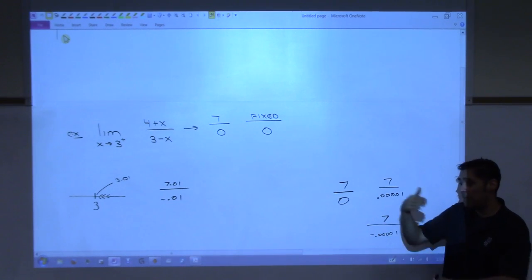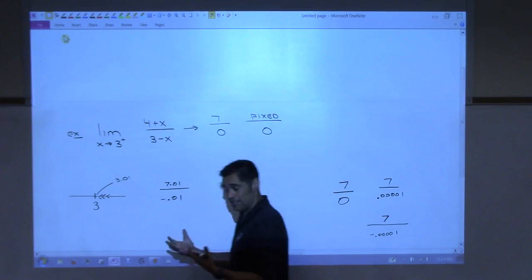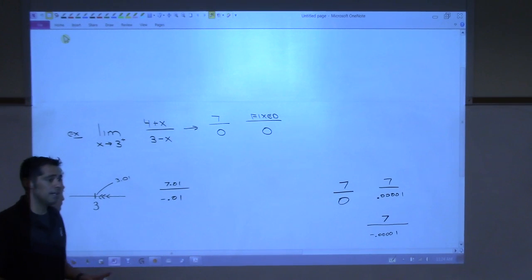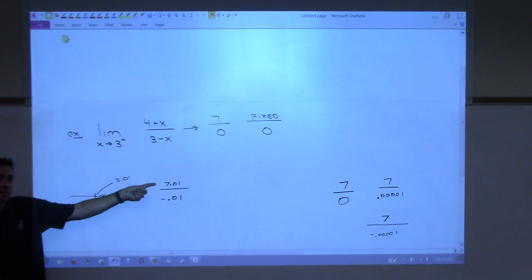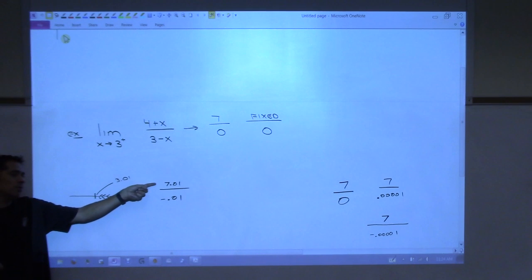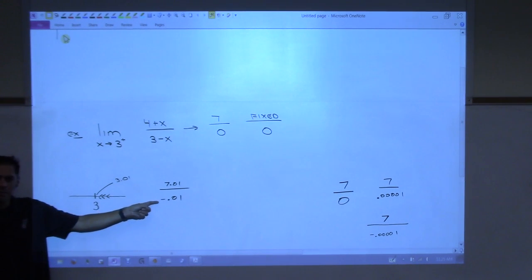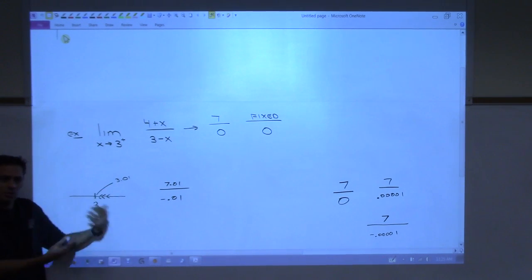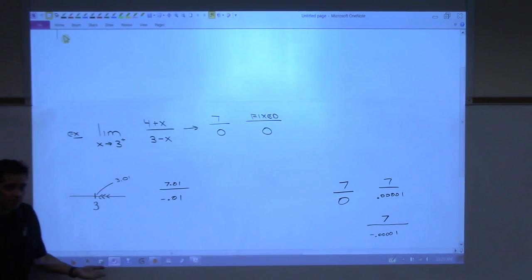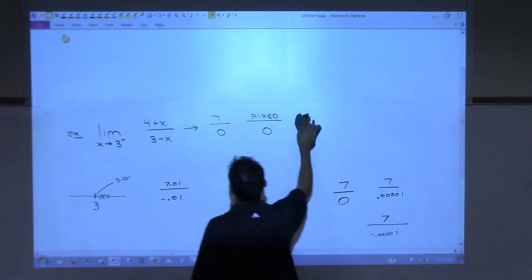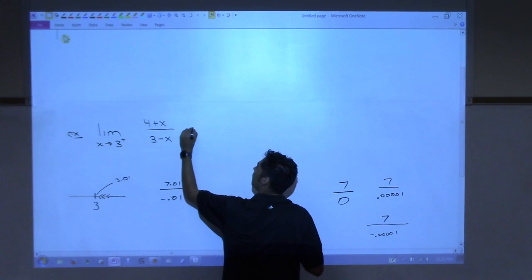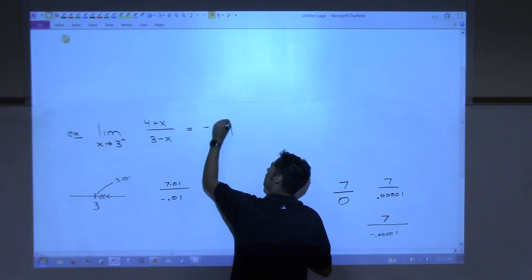Okay, so remember, fixed over 0, we already know it's going to become infinite. It's a question of which infinity it is, positive or negative. So what do you think? Your top is positive, right? 7, that's a positive number. You're not even close to a negative number, right? On the bottom, it's a very, very small negative number. The ratio of a positive divided by a negative should be negative. And that's all you need. That's it. You're done. Okay? The answer to this is negative infinity.